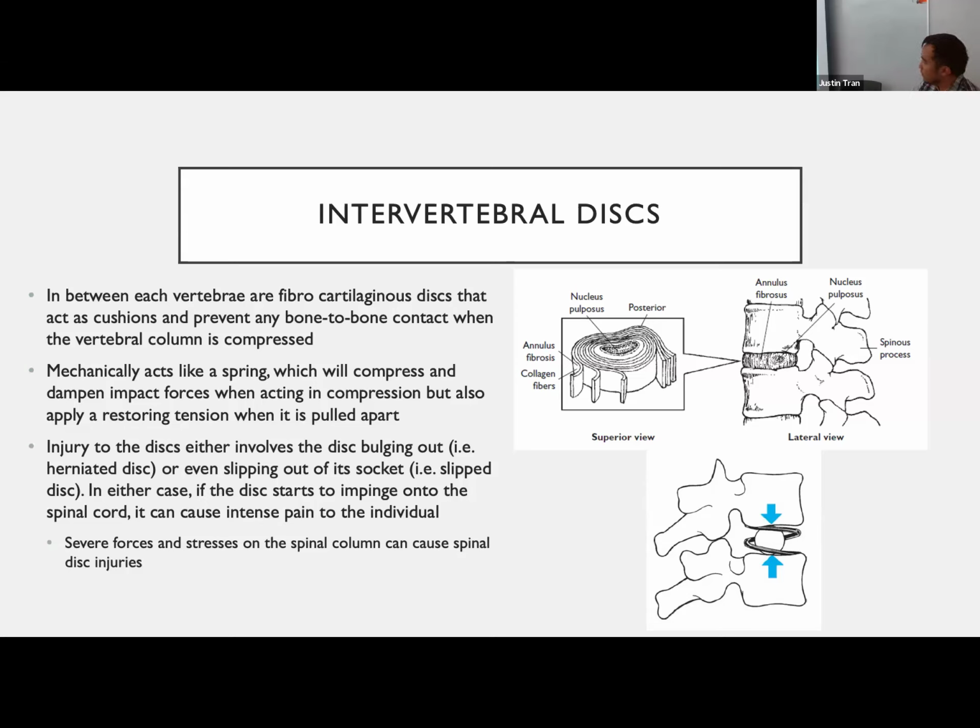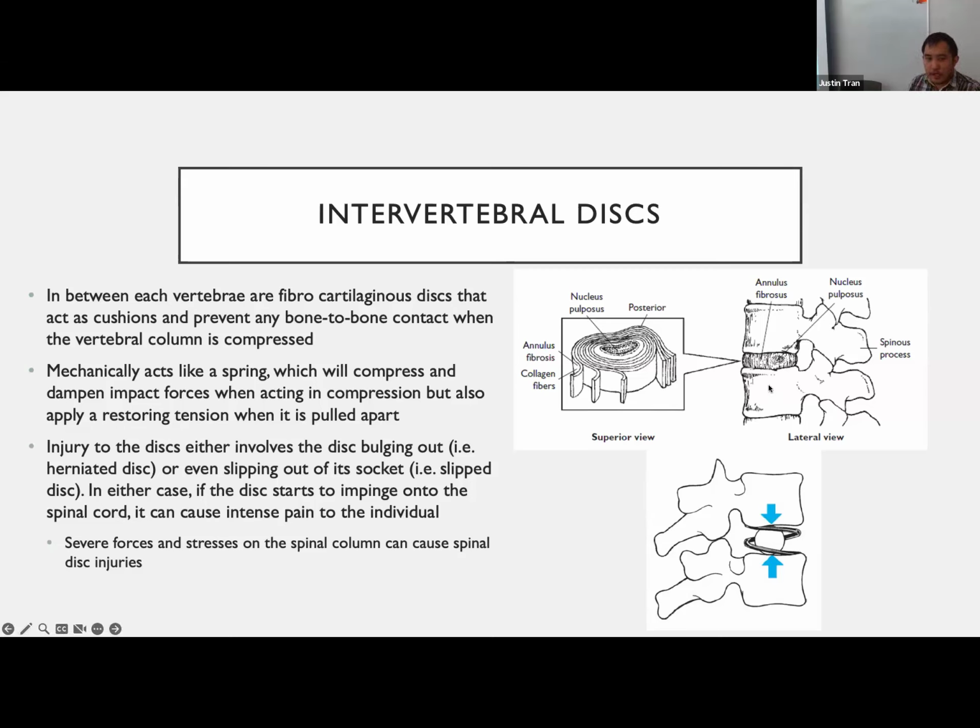So just like most of the other joints in your body, there's some protective tissue or cartilage in between the vertebral bones. In between the vertebrae, we have this very fibrous tissue called a disc. The cross section of the disc looks like this, almost like an onion type of structure. The whole idea of these discs is that they provide a cushion in between your vertebrae. Some people think of them like a spring.